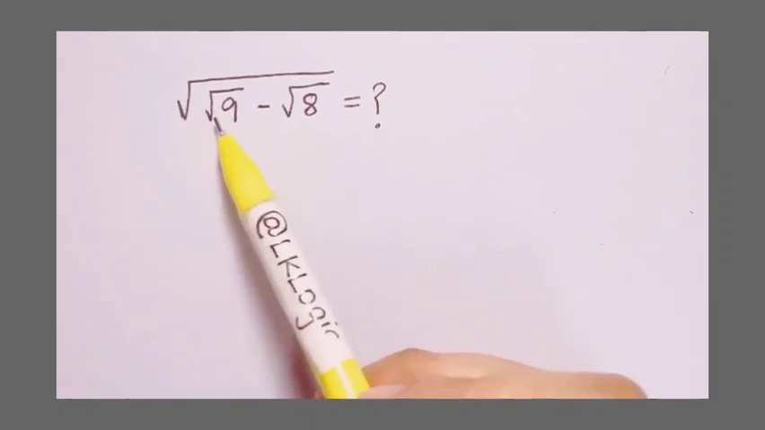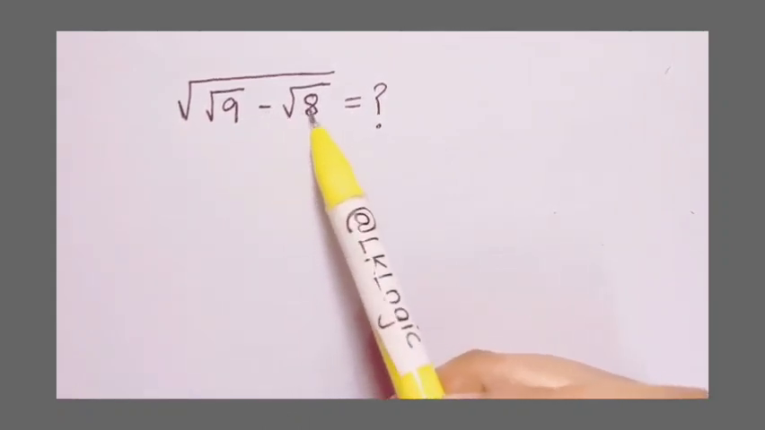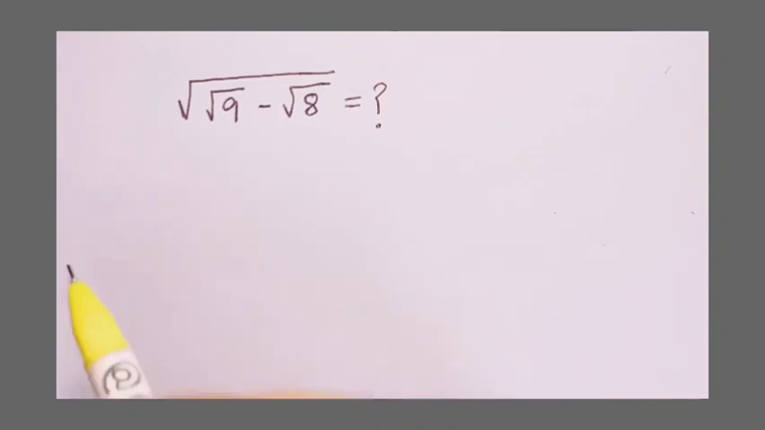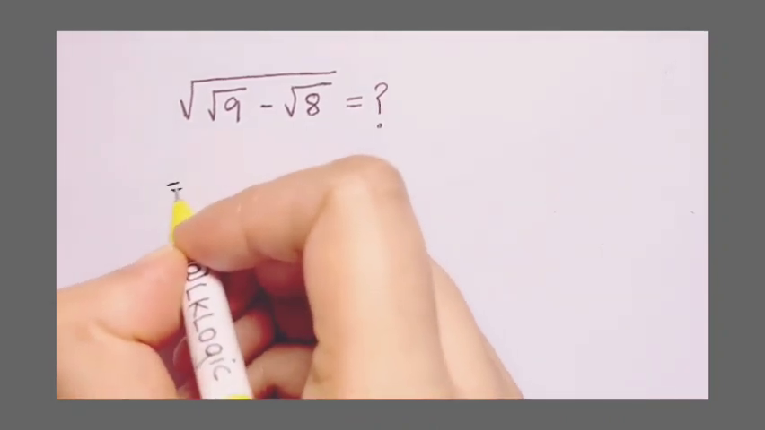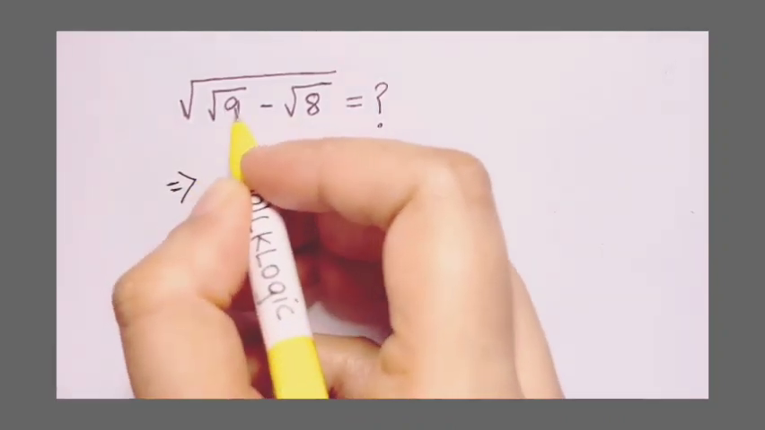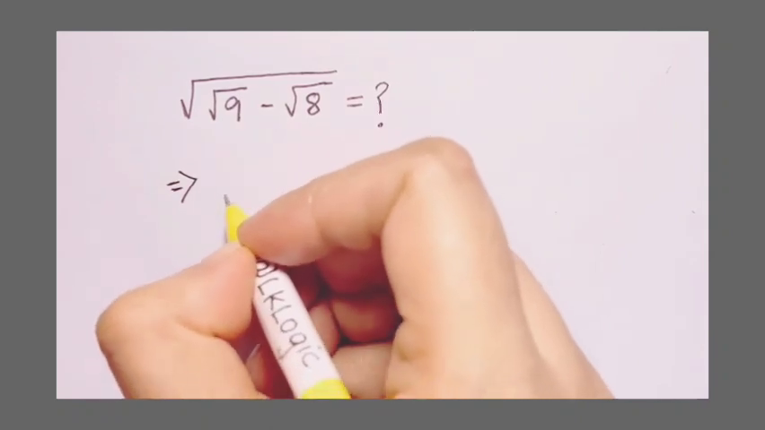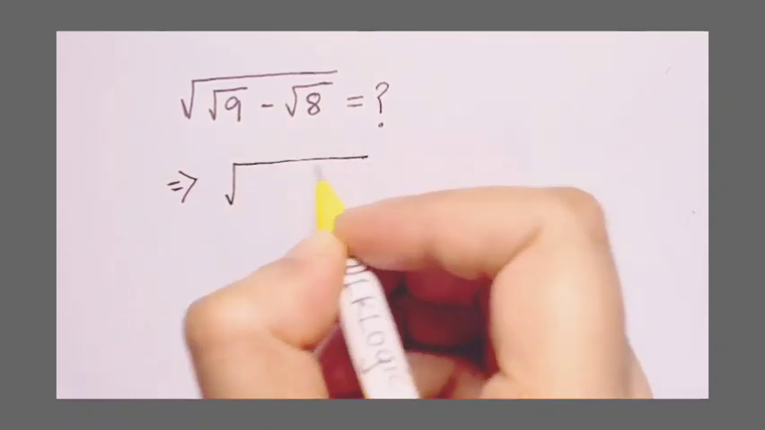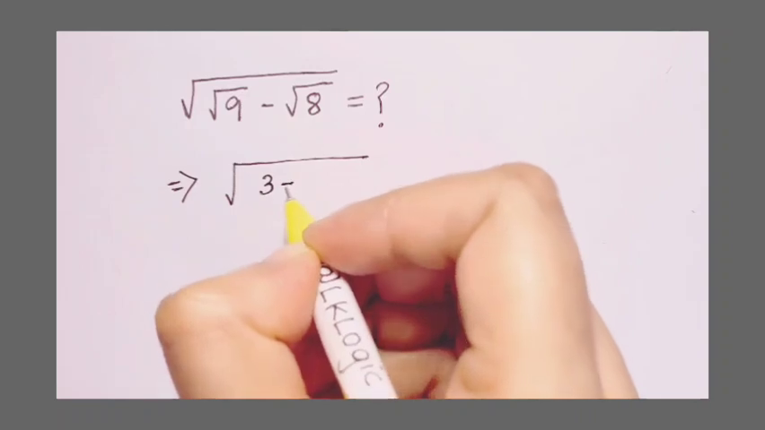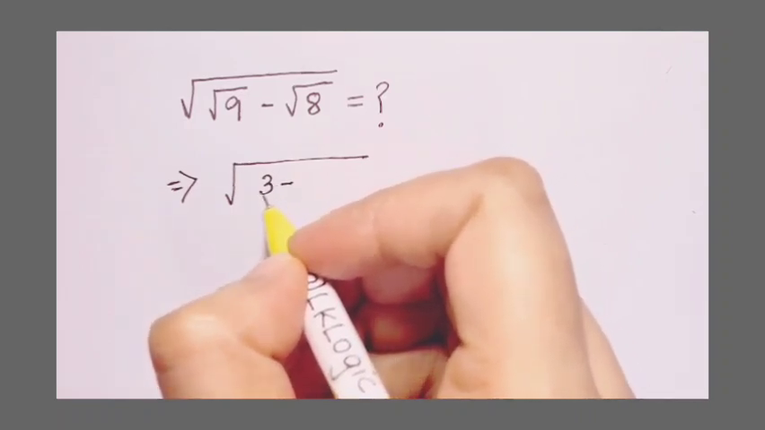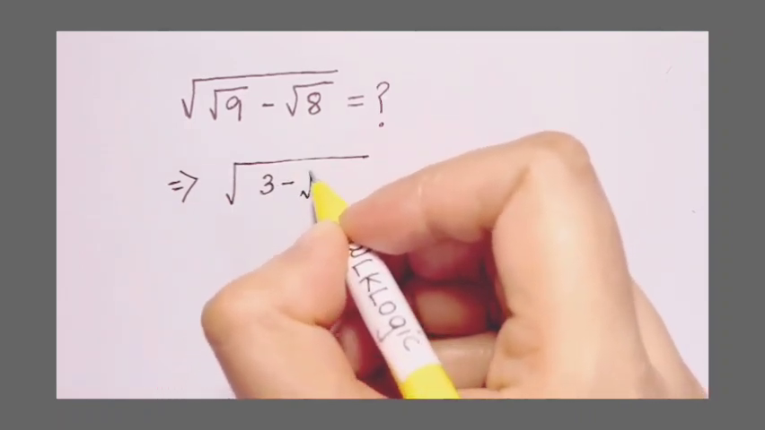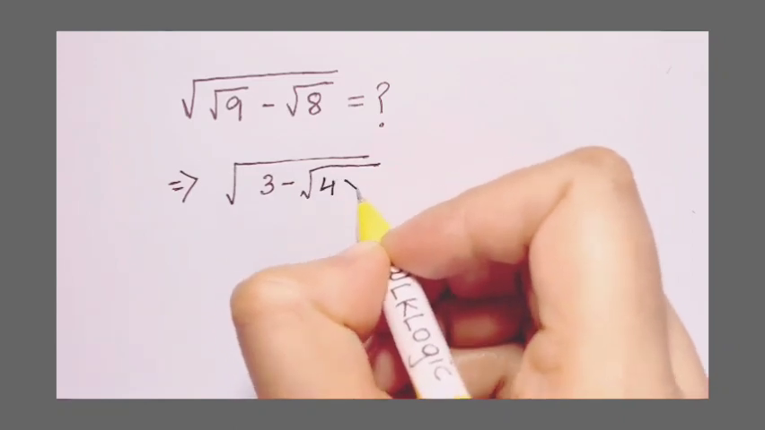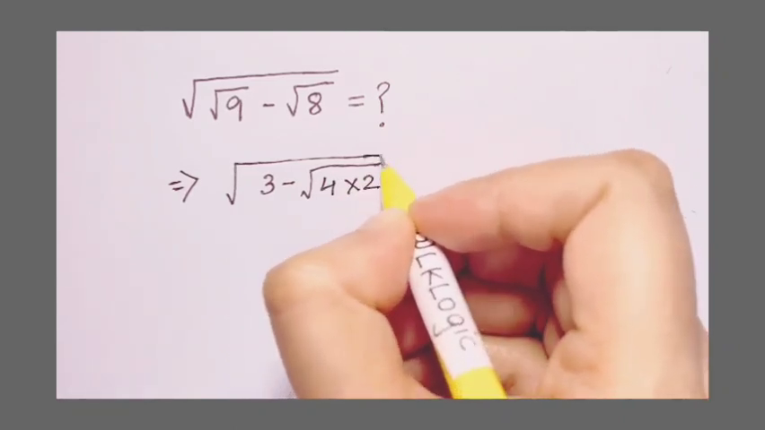Square root of 9 minus square root of 8 under root equals what? So what we are going to do first here is, we have square root of 9, and that is equal to 3, we know that. So we have under root of 3 minus square root of 8, and square root of 8 can be written as under root of 4 times 2. 4 times 2 is 8.